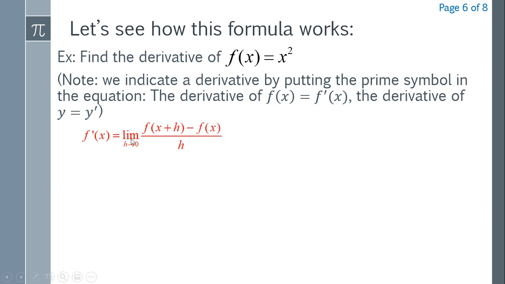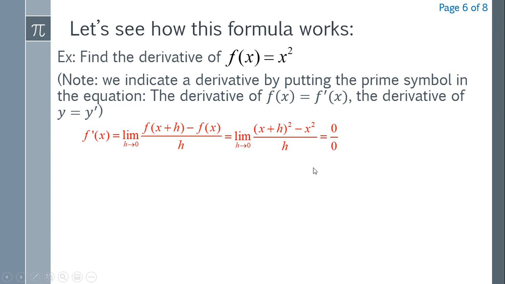So f prime of x is equal to the limit as h approaches 0 of f of x plus h minus f of x, all divided by h. Well, what was our function? Our function was x squared. So f of x plus h is going to be x plus h squared, minus f of x, which is just x squared, all divided by h. Well, the limit of that is 0 over 0.